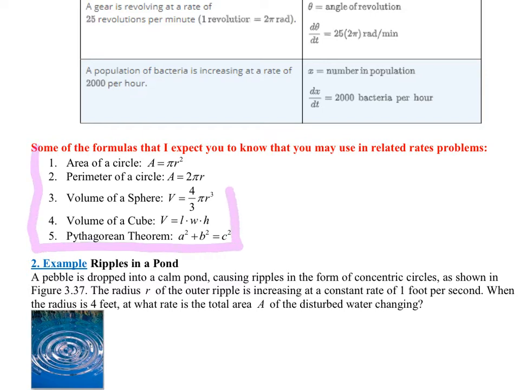If you don't know it, put it on your note card if you're allowed one. What I expect you to know is the following formulas. The area of a circle, A equals pi r squared. The next one says the perimeter of a circle is A equals 2 pi r.